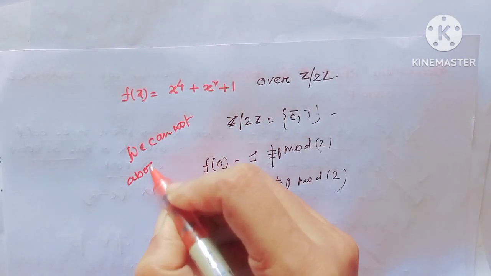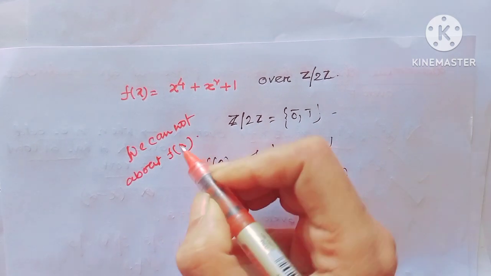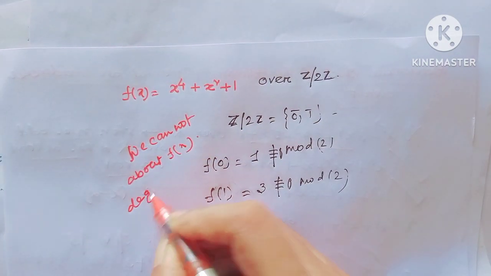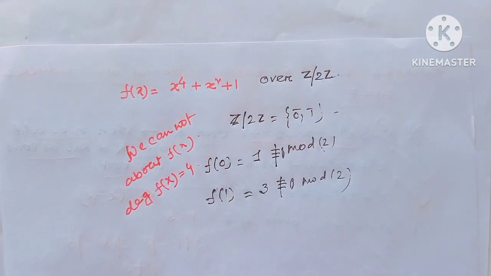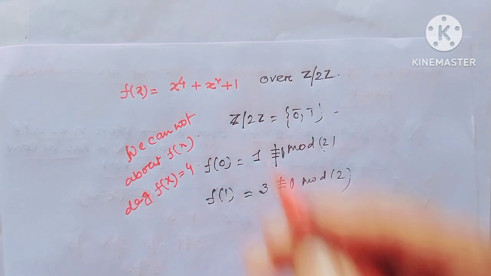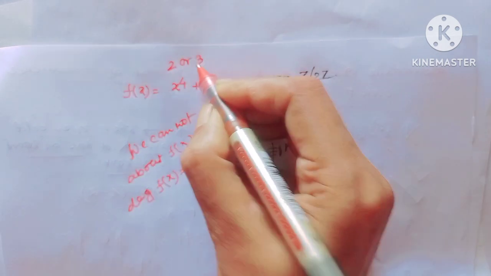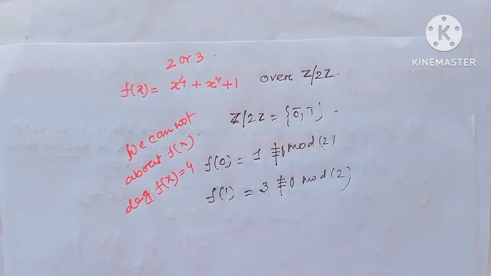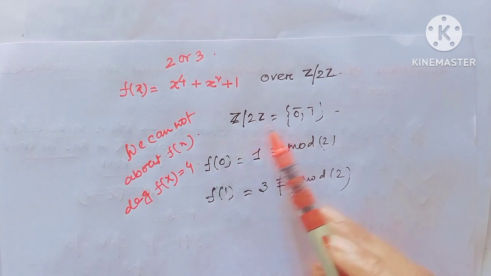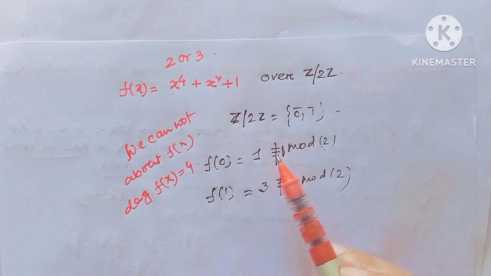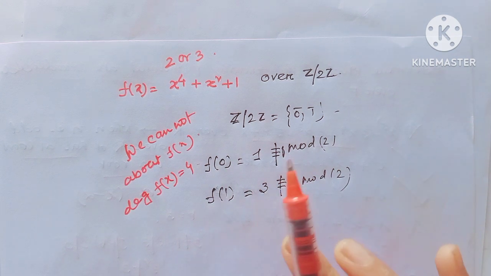about f x because the degree of f x is equal to 4. The mod p test is only applicable when the degree is either 2 or 3, otherwise it cannot be applied. Since the degree here, 4, is greater than 3, by this mod p test we can tell there exists no root, but we cannot draw any conclusion about f x.